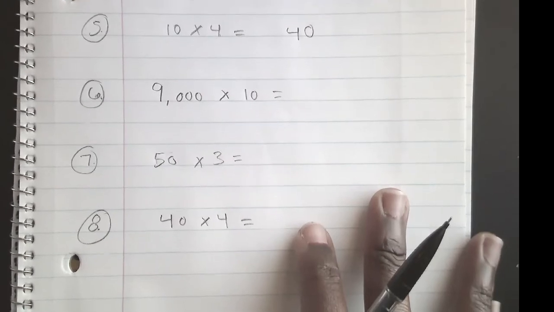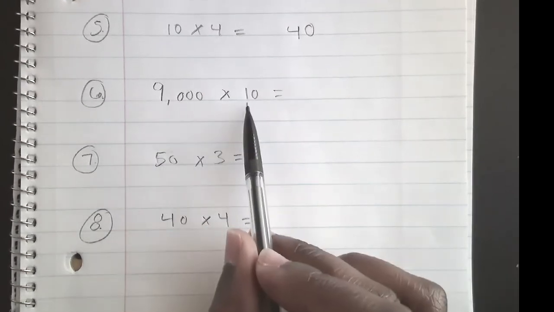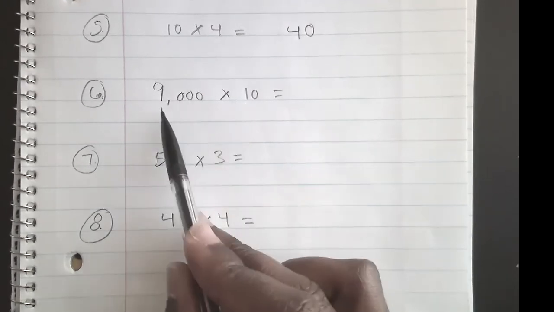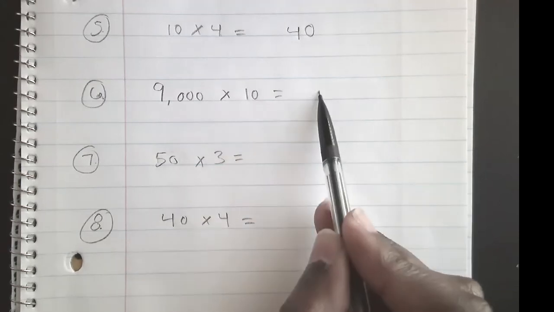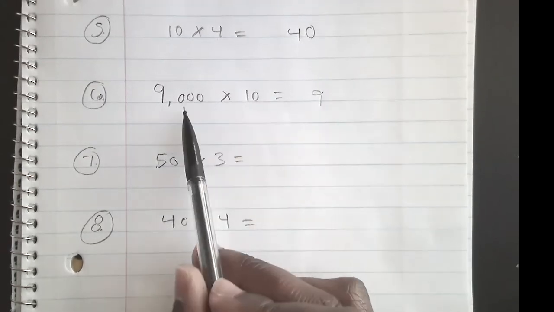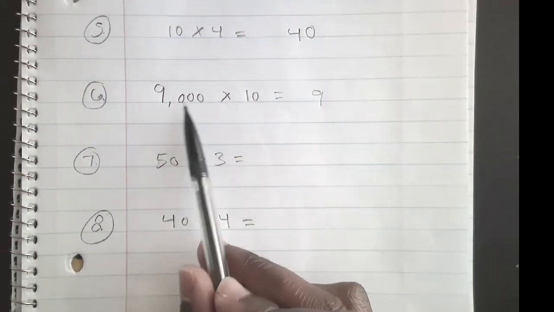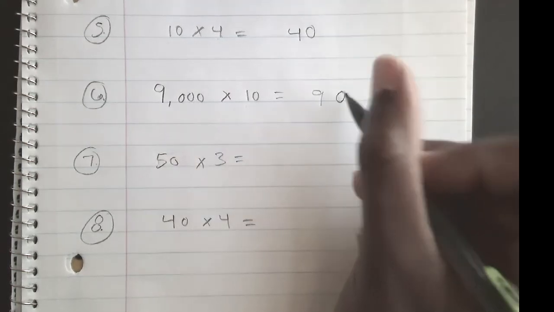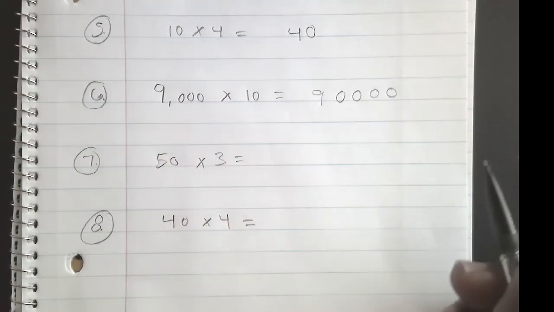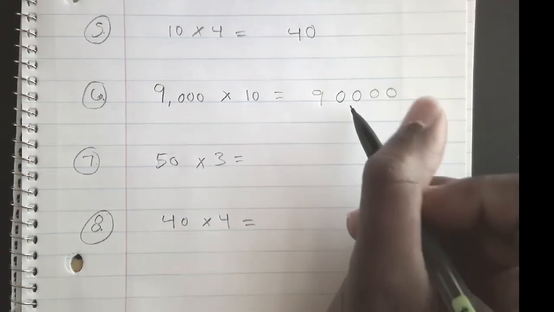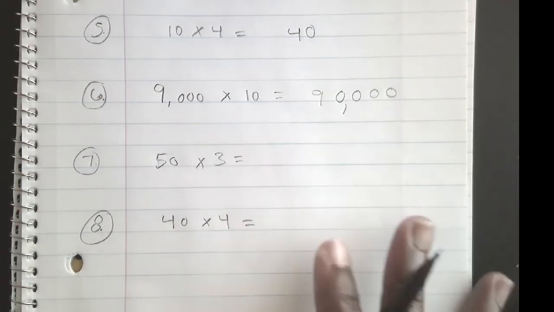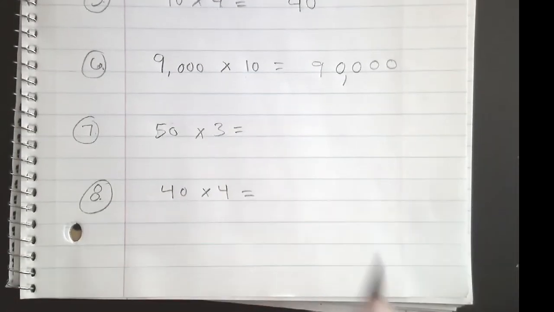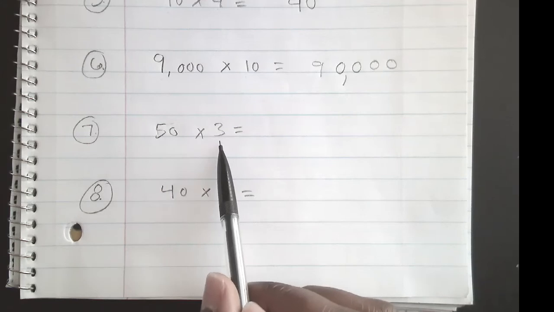All right, next question. We have 9,000 times 10, okay? The way we do this, we have 9 times 1 equals 9. All right, then we're going to bring all the zeros that we see. We have 1, 2, 3, 4, okay? So we're going to put 1, 2, 3, 4. And between those 3 digits, we're going to have our comma. So we have 90,000.